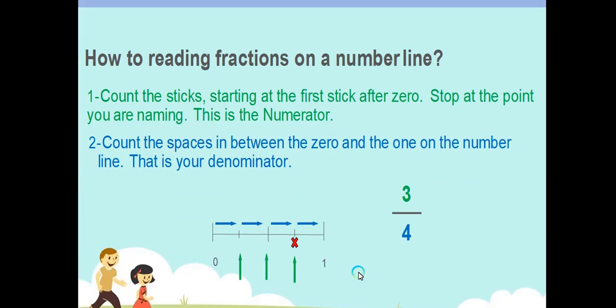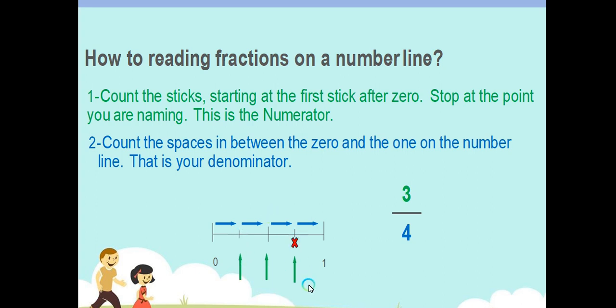So how to read a fraction on a number line? There is a color that will help us with that. We have color green and color blue. Now we'll count the sticks, starting at the first stick after 0. Stop at the point you are naming. This is the numerator. The numerator is the number up, and the color code is green. Now let's count the number. This is 1, 2, 3.